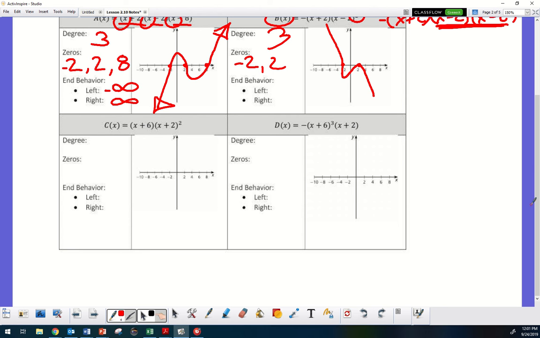Yeah, it just goes up faster. Just remember, it just goes up twice as fast. So instead of just being like this, it goes up like this. I figured as much.